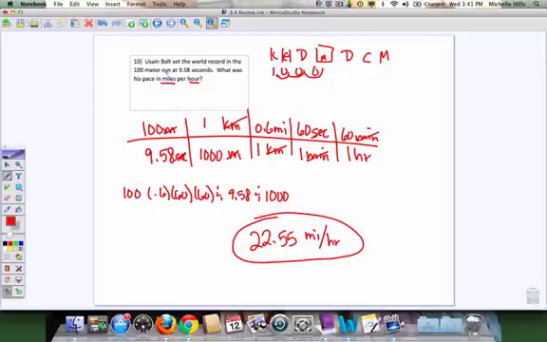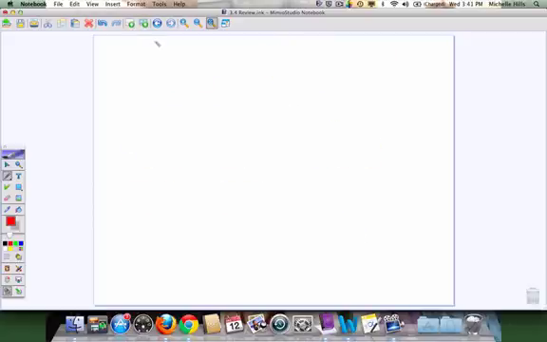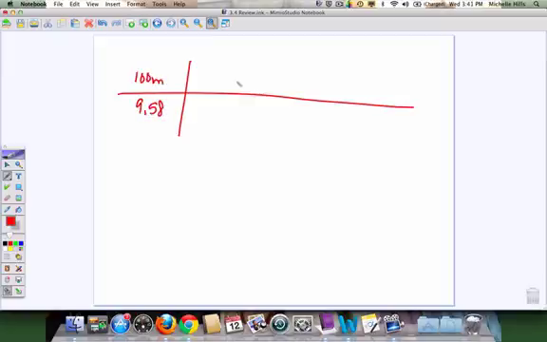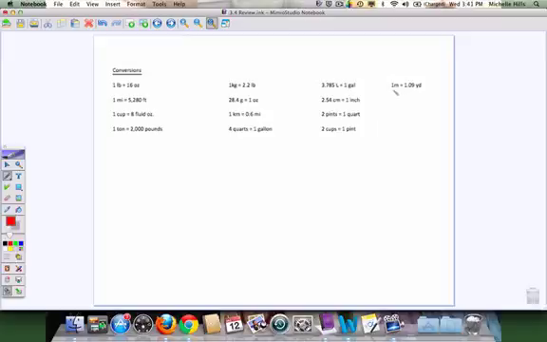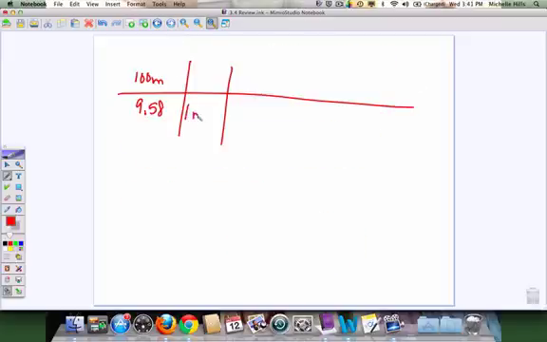It was possible to do this another way. So let me put a new slide in here. The other way to have done this one is I have 100 meters in 9.58 seconds. I'm not going to do all of the calculating, but I'll show you how you could have done this differently. I could have looked at my conversion and said, well, I can go from meters to yards. 1 meter is 1.09 yards. So my meters can cancel.